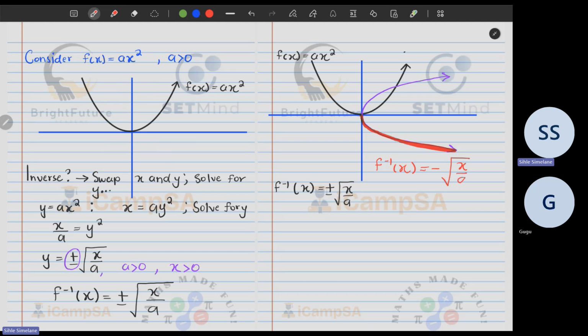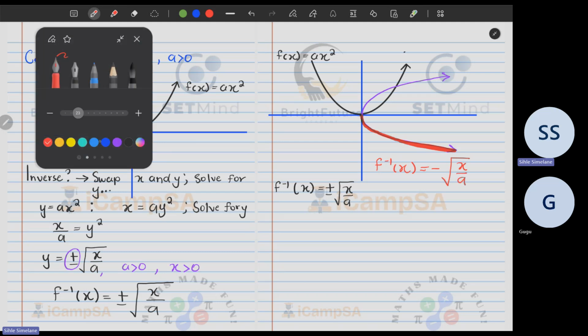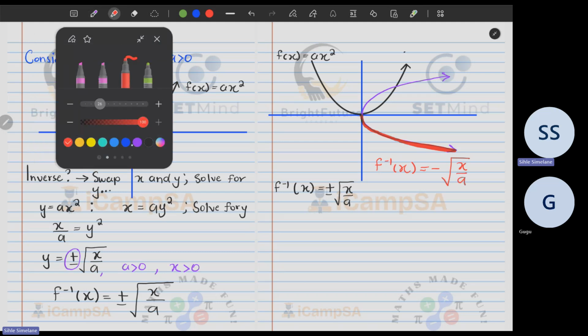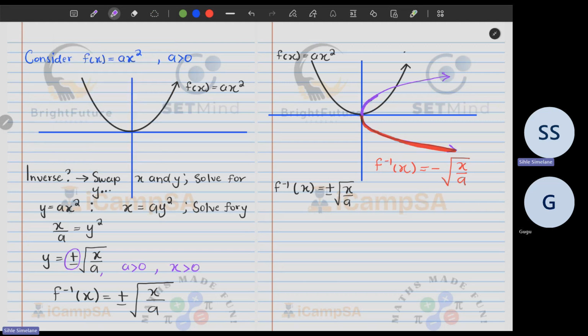Negative square root of x divided by a. Then if we look at the top part, let's make it purple. The top part is the part that takes the plus square root of x divided by a. Do you understand?